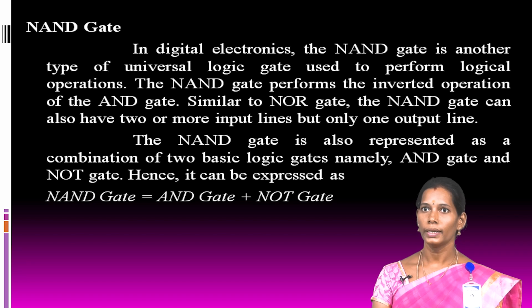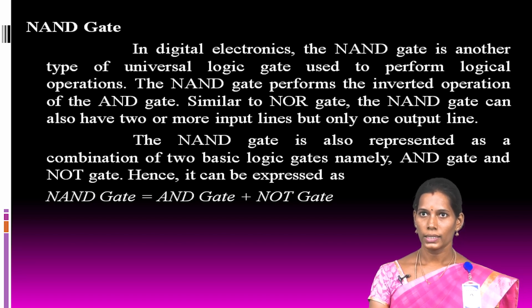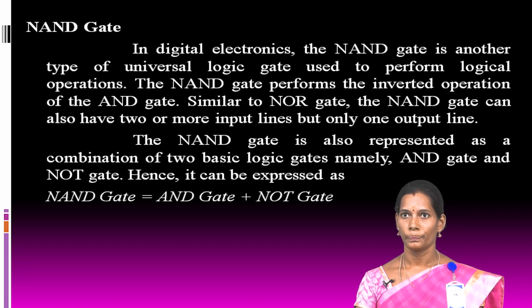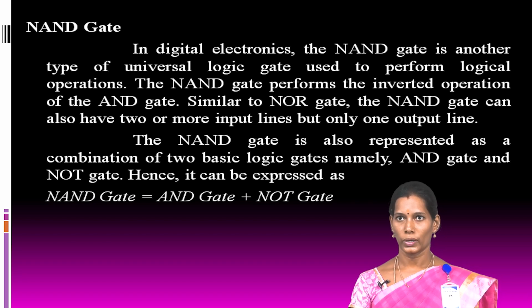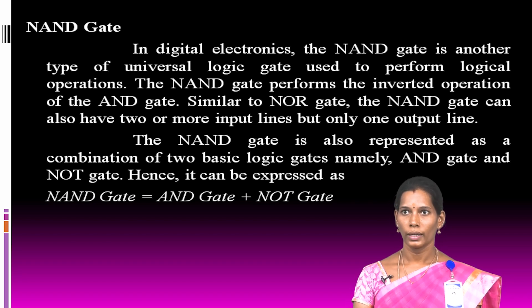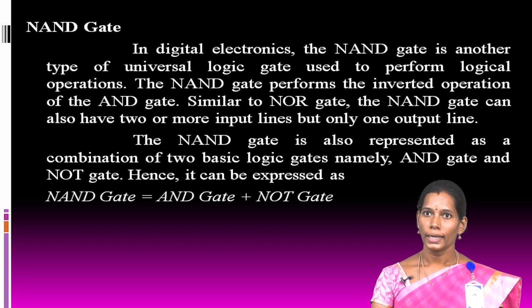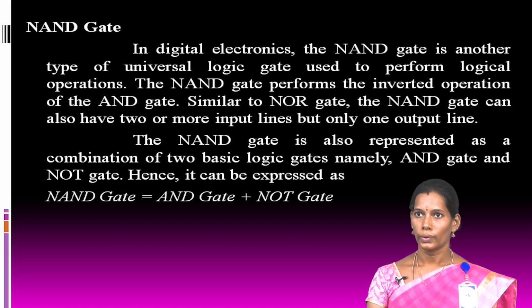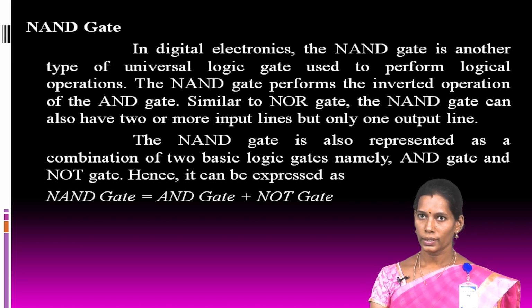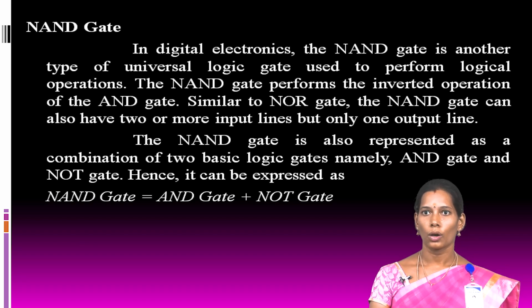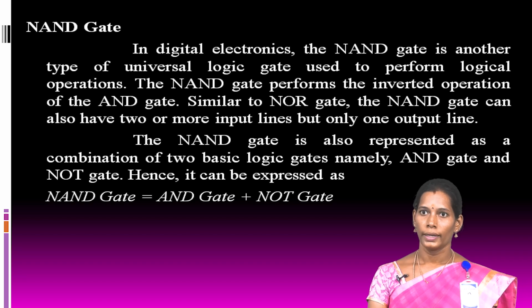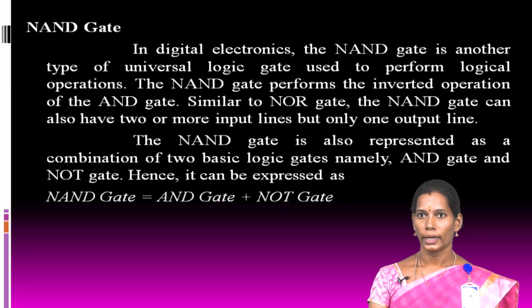NAND gate. In digital electronics, the NAND gate is another type of universal logic gate used to perform logical operations. The NAND gate performs the inverted operation of the AND gate. Similar to the NOR gate, the NAND gate can also have two or more input lines but only one output line. The NAND gate is also represented as a combination of two basic logic gates, namely AND gate and NOT gate. Hence, it can be expressed as NAND gate equal to AND gate plus NOT gate.